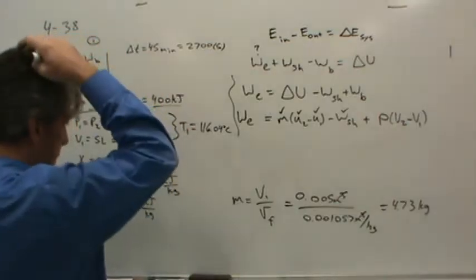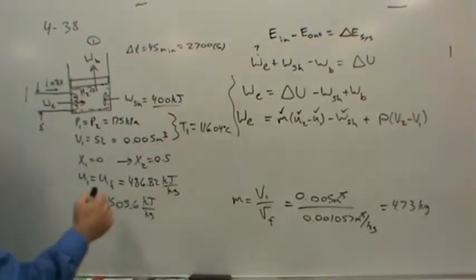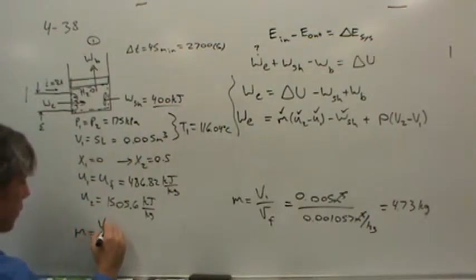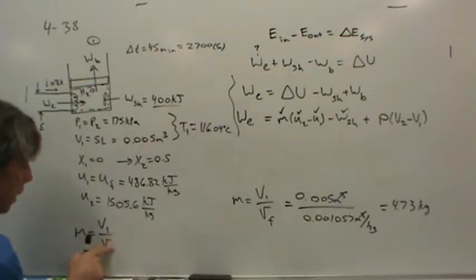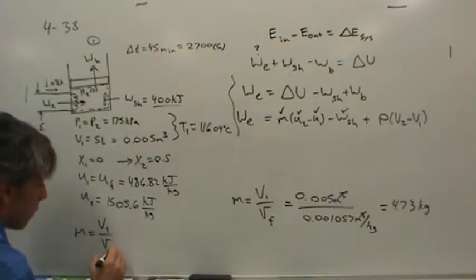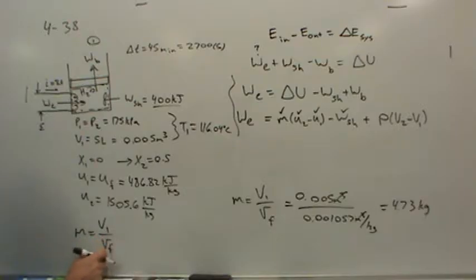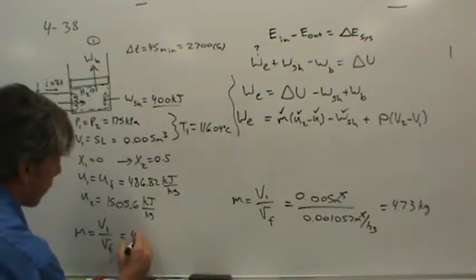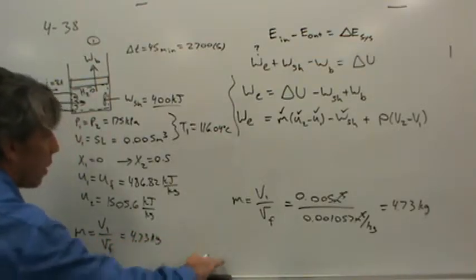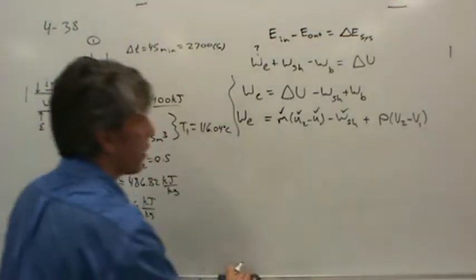How do I want to do this? You can just move the mass. Yeah, let's do this, but I don't want to erase that. V1 over the F1 or V1, it doesn't matter for now. This was 4.73 kilograms. Okay, now, how are we going to get the volume in state 2?